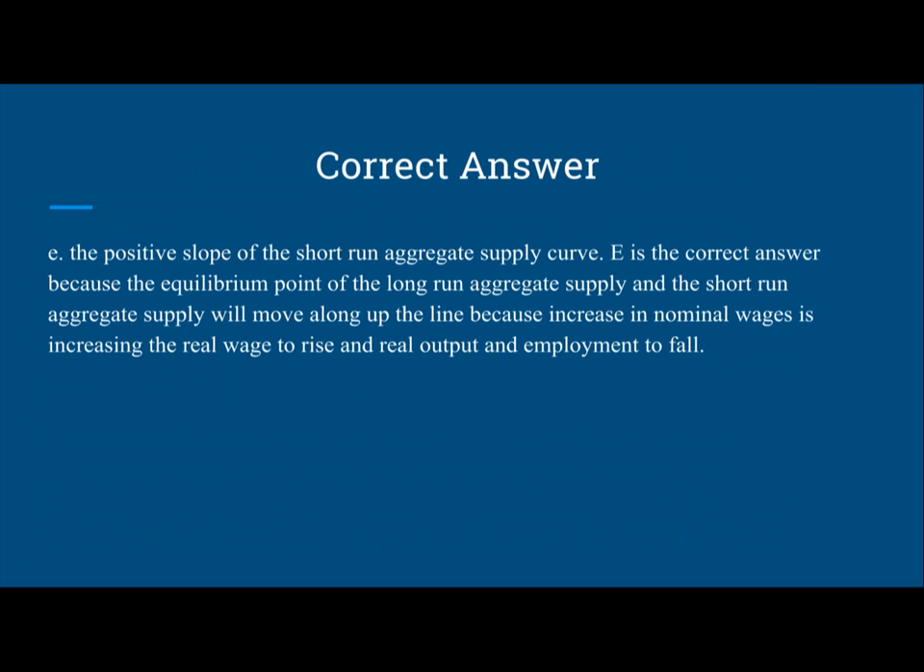So therefore, the correct answer is E, the positive slope of the short-run aggregate supply curve. E is the correct answer because the equilibrium points of the long-run aggregate supply and the short-run aggregate supply will move along up the line because the increase in nominal wages is causing the real wage to rise and real output and employment to fall. So therefore, E is the correct answer.